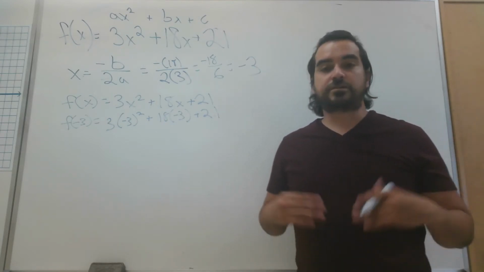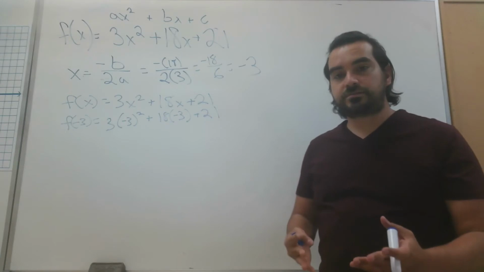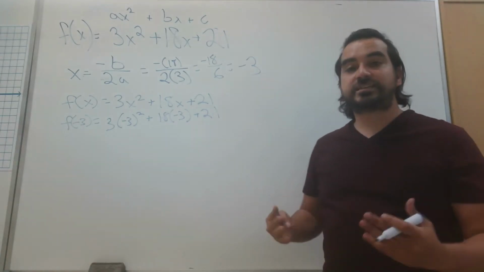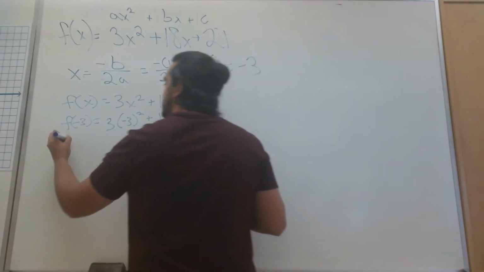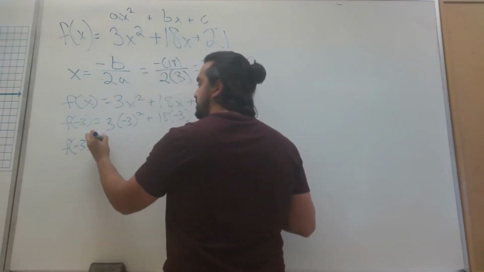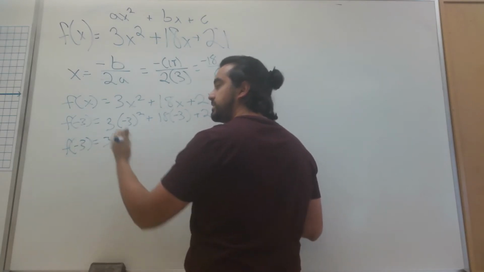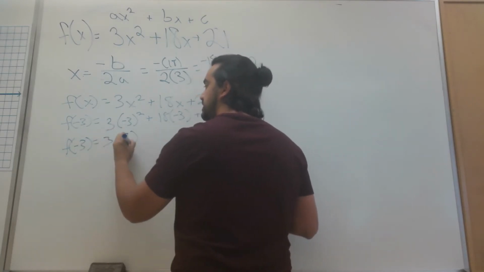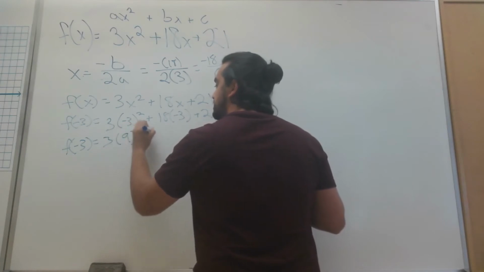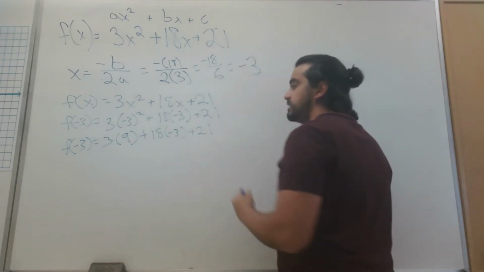And remember, we're going to follow GEMDAS. So first thing is grouping. Nope. Next thing is exponents. So we could do f of negative 3 is 3 times negative 3 squared, which would be negative 3 times negative 3 is 9, plus 18 times negative 3 plus 21.